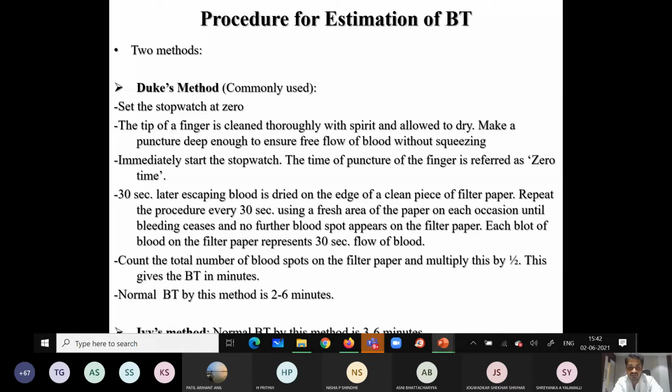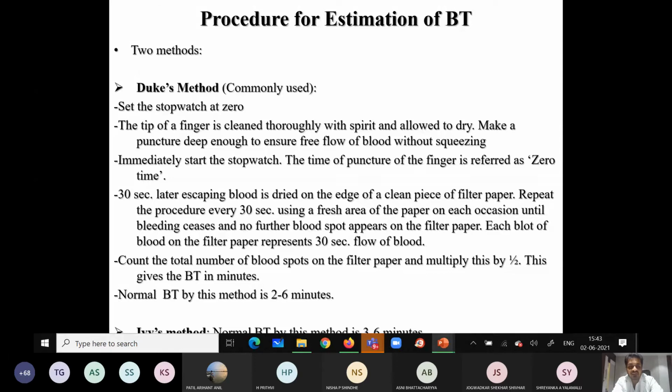So count this number and divide it by 2. So for 7 it will be 3.5, so 3 minutes 30 seconds. The normal bleeding time by this method is 2 to 6 minutes. It is the most commonly used method, Duke's method.